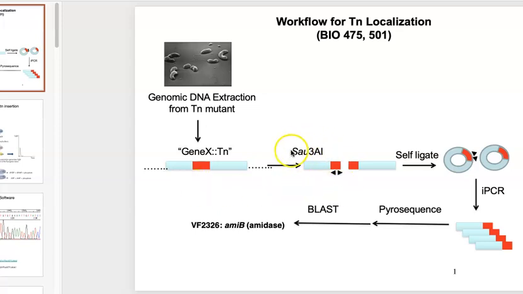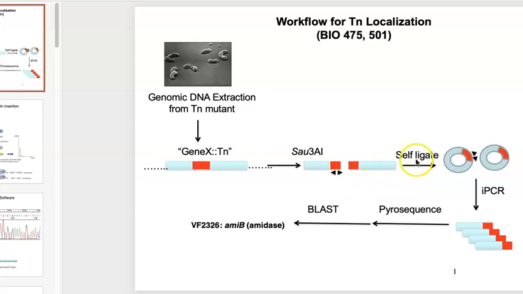And the reason why Sau3AI is used is because we know where the Sau3AI restriction cut site is, and we know that it's a pretty frequent cutter in the genome. And so we'll get cuts all over the place in the genome, but we know that it will only cut once in the transposon, essentially bisecting it.